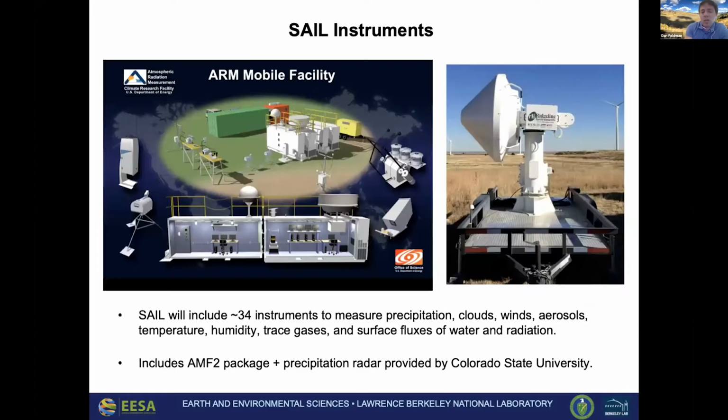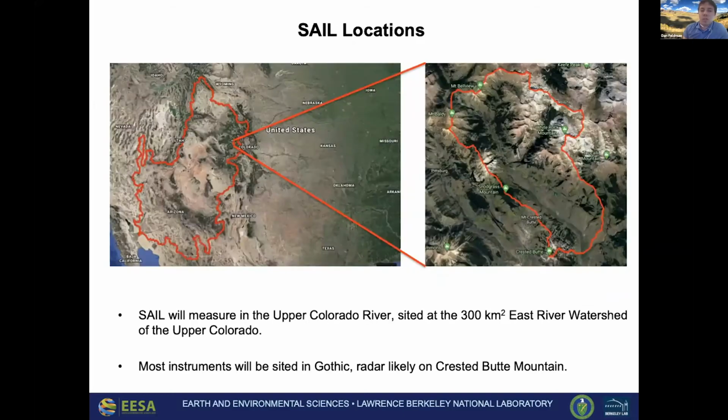So the campaign will include the AMF2 package, as I mentioned, which includes almost 3 dozen instruments measuring precipitation, clouds, winds, aerosols, temperature, humidity, trace gases, and surface fluxes. And this is in addition to a precipitation radar. We're looking to measure, as I mentioned, in the Upper Colorado River area. The instruments will most likely be within this East River watershed here, which is a 300 square kilometer area that is part of the Upper Colorado River and the Colorado River Basin, which is 640,000 square kilometers and serves about 40 million people.